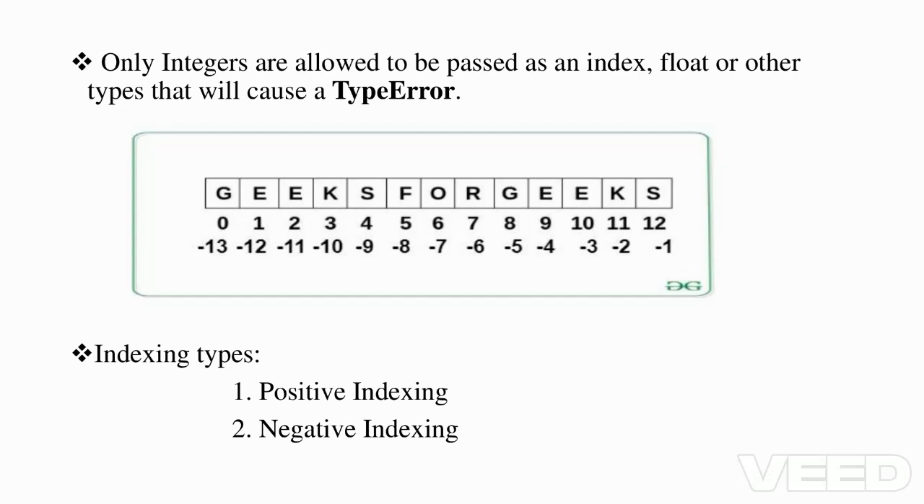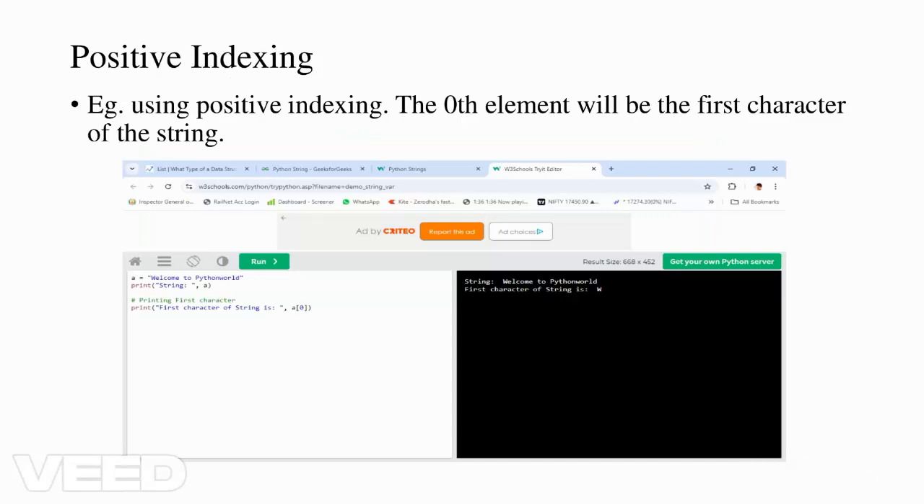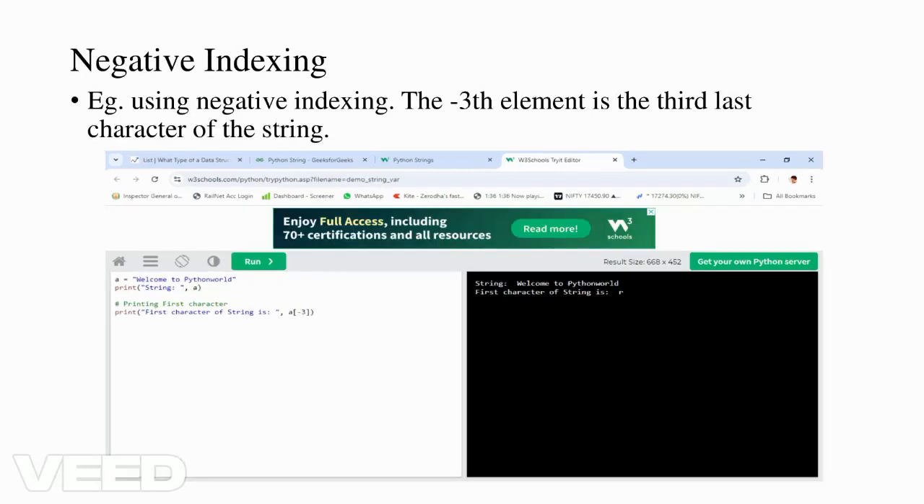In positive indexing, it will start from 0, and in negative indexing, it will start from the last itself, from right to left. We indicate that with -1, a negative value. Next one is positive indexing. This is an example of positive indexing. Using positive indexing, the zeroth element will be the first character of the string. In negative indexing, the -3rd element is the third last character of the string.